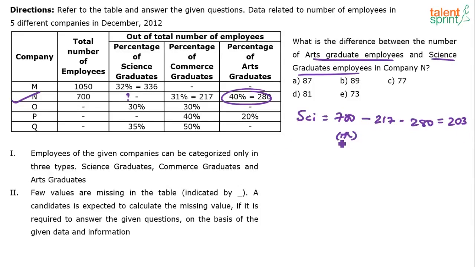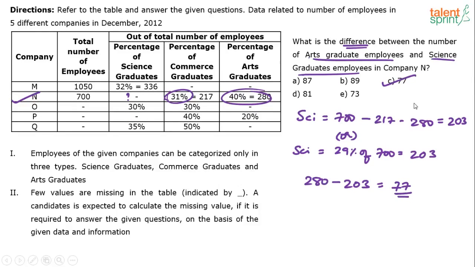This is one way to find out science graduate. Or the other way to find out science graduate, as we have discussed, is what? Science will be equal to, say this is 31%, this is 40%. So 31 plus 40 is 71. Science will be remaining. 100 minus 71, 29. 29% of 700. That also comes out to be same, 203. Now, he is asking us to find out the difference between arts and science for company N. So arts is 280, science comes out to be 203. So 280 minus 203, that's the answer. What is 280 minus 203? 77. Option C. So that's a piece of cake. Very simple question. All you have to do is quickly find out the difference.